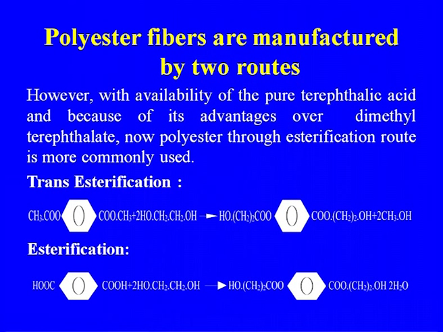So, as I told you, we have two routes: one is the DMT route, and the other is the purified terephthalic acid route. In the transesterification or esterification reaction, in one case we get methanol as a byproduct, but in the other case only water comes out. This is the difference between these two processes, apart from the purity, the handling of the DMT or the compression, and the advantage of the raw material.